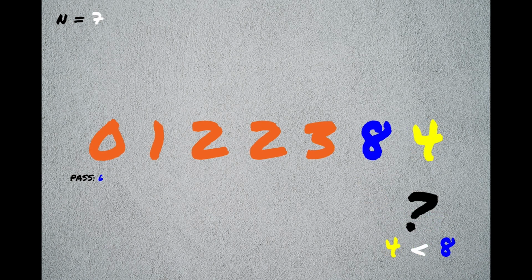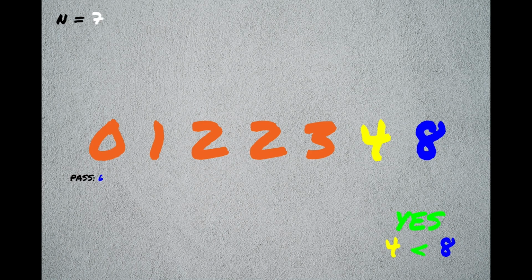In this case, 8 is being compared to 4. And since 4 is less than 8, these numbers will be swapped. At this point, we have made 6 passes on this list, or n minus 1 passes on this list. And as we can see, the list is already completely sorted.